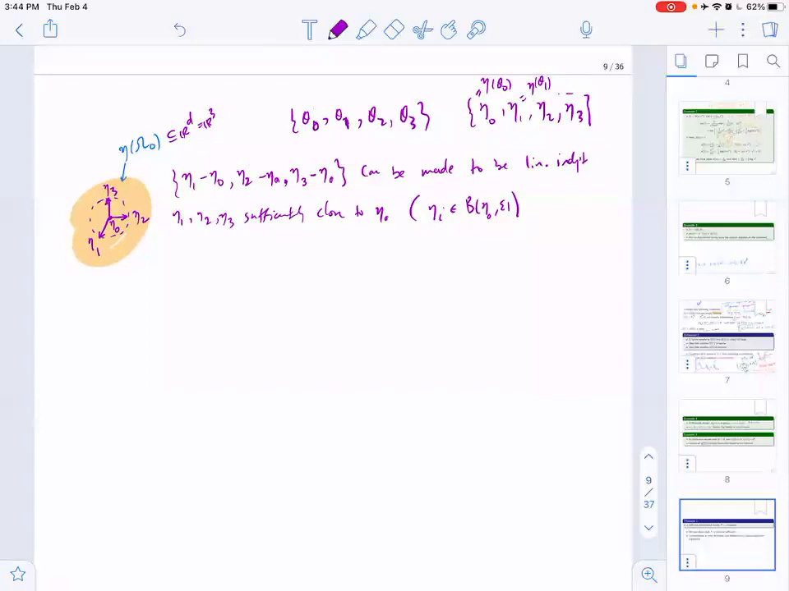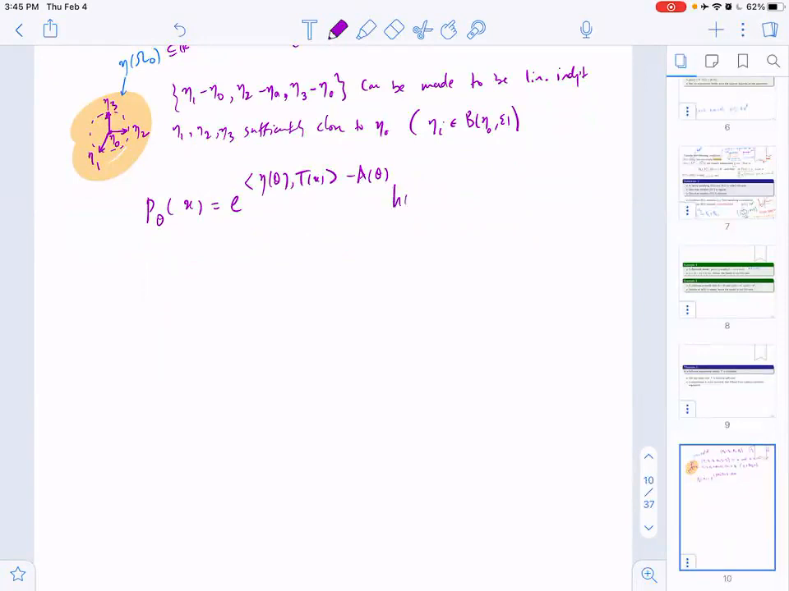So what I'm going to do is, I have p_theta of x is e to the eta(theta) transpose T(x) minus A(theta). I'm going to ignore h for simplicity. Actually, let's keep it. So if you do p_theta_i divided by p_theta_naught, then you would get e to the (eta(theta_i) minus eta(theta_naught)) times T(x) minus A(theta_i) plus A(theta_naught), and then the h's cancel out. Okay, and so this is eta i, this is eta naught.